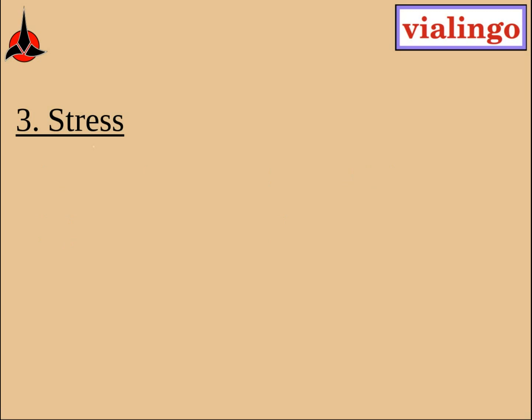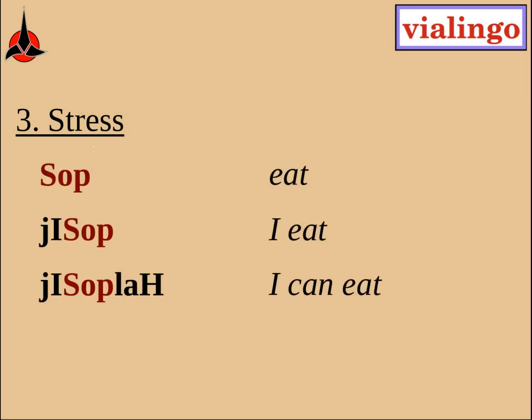However, that is not the whole story. Most Klingon words can be extended by adding things to the beginning or to the end of the word. Sometimes this causes the stress to change. You won't be making a serious mistake if you stick to the same rule. The stress falls on the last or only syllable of the basic word before anything has been added to it. For example, eat is shop. I eat is a single word in Klingon, jishop. I can eat is also a single word, jishoplach.